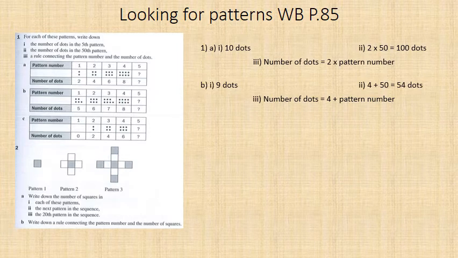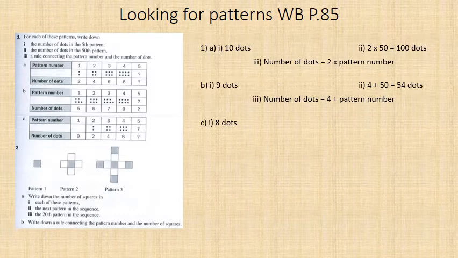For question C, let's get the fifth pattern first. 0, 2, 4, 6, of course it's going to be 8. So the fifth pattern has 8 dots. Then I need to get the rule connecting the pattern number and the number of dots. 1 became 0, so let's try to subtract 1. 1 minus 1 equals 0. 2 minus 1 equals 1. And here it's 2. So of course I'm not subtracting.